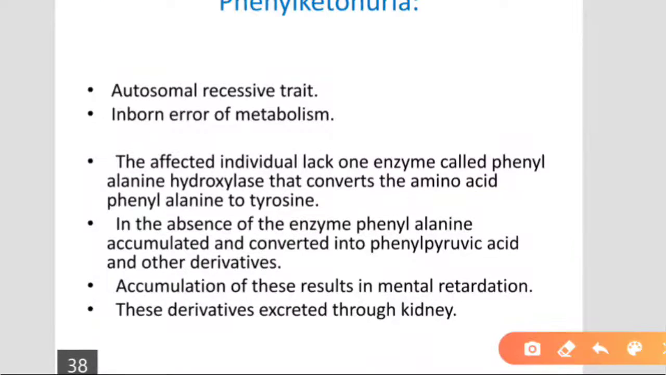Phenylketonuria, already discussed. This is also an autosomal recessive trait, and the disease is an inborn error of metabolism, meaning it is caused by substitution by mutational changes during embryonic development. The affected individual lacks one enzyme. Name of the enzyme?